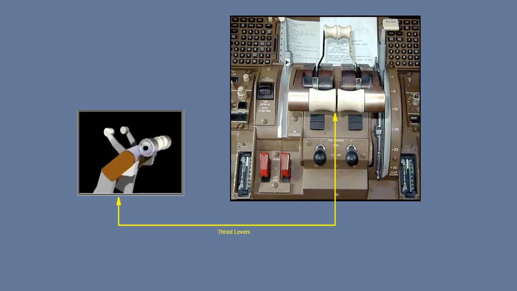With the thrust levers at forward idle and the aircraft on the ground, the reverse levers may be raised to manually select reverse thrust. Thrust reverse cannot be selected unless the aircraft is on the ground.